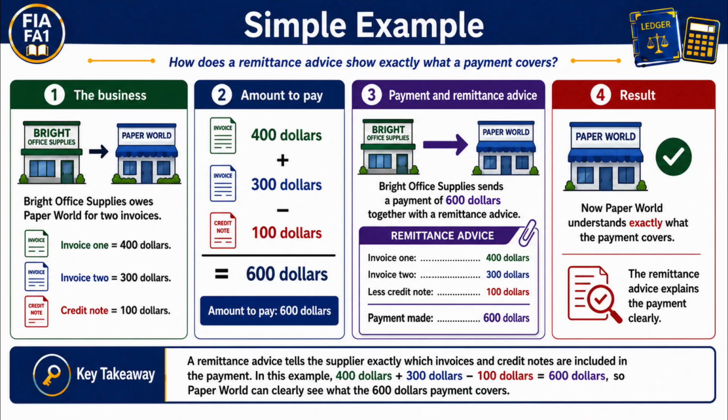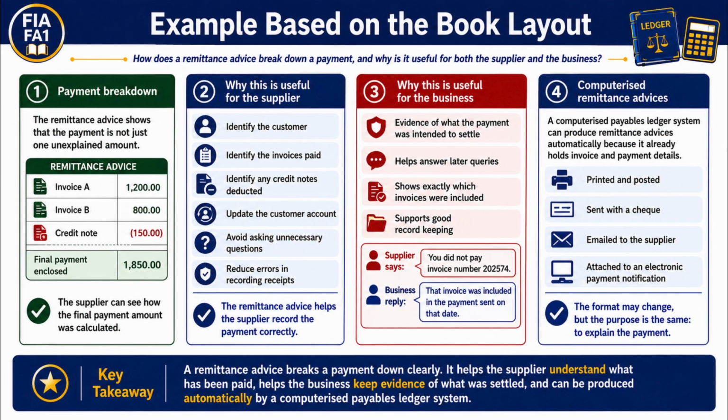Now, Paperworld understands exactly what the payment covers. Example, based on the book layout, the book shows a remittance advice with invoice amounts and a credit note. The idea is that the payment is not just one unexplained amount. The remittance advice breaks the payment down. For example, it may show one invoice included in the payment, another invoice included in the payment, a credit note deducted from the payment, the final payment enclosed. So the supplier can see how the final payment amount was calculated. This helps avoid confusion.